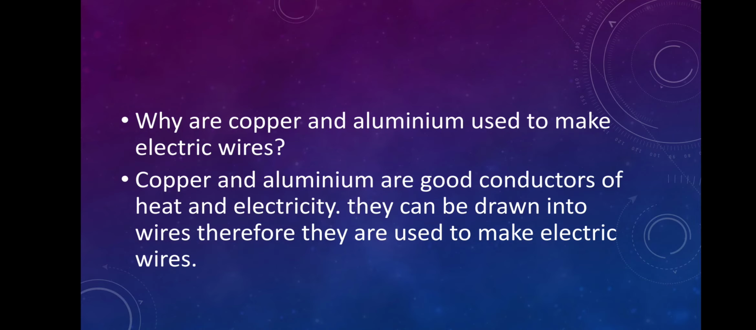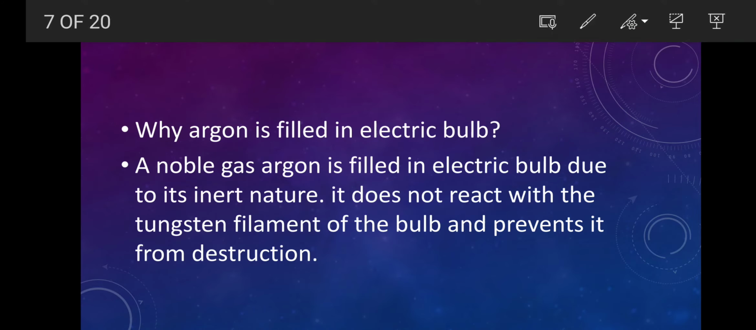Now the next question is: why is argon filled in an electric bulb? You know argon is which type of gas? Argon is an inert gas. Inert gas means noble gas, or we can say it is not reactive in nature. This is the main property of argon, and that is why it is called an inert or noble gas. Now let's see what answer I have written here. Why is argon filled in an electric bulb? A noble gas, argon is filled in an electric bulb due to its inert nature.